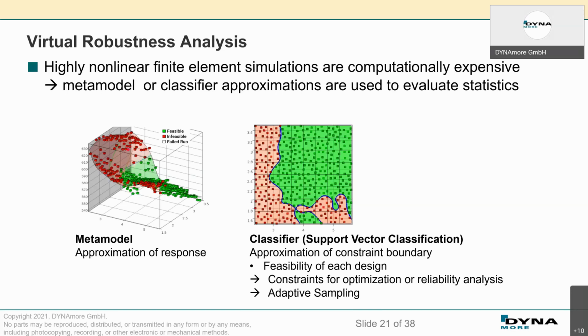Classifiers definitely have advantages if you have binary or discontinuous responses, because metamodel approximations are always continuous functions. We do not have binary or discontinuous responses in our example. But the other advantage of using classifiers is that we can also use them for adaptive sampling if we use LS-opt in an iterative process. And that's what we're going to use for this example.